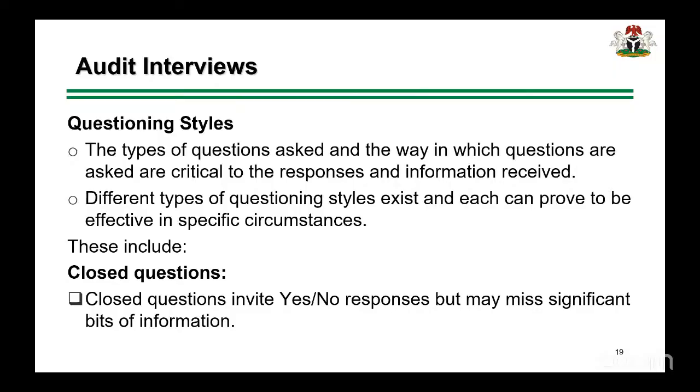So when we talk about these interviews, we talk about questioning style. Questioning style is the type of question you ask, and the way in which questions are asked is critical to the response. The way you ask the question determines the kind of answer you get. Different types of questioning style exist, and each can prove to be effective in specific circumstances. Some of the questioning styles include closed questions. Closed questions invite a yes or no response, but may miss significant pieces of information. Like, do you do quality control? Yes.